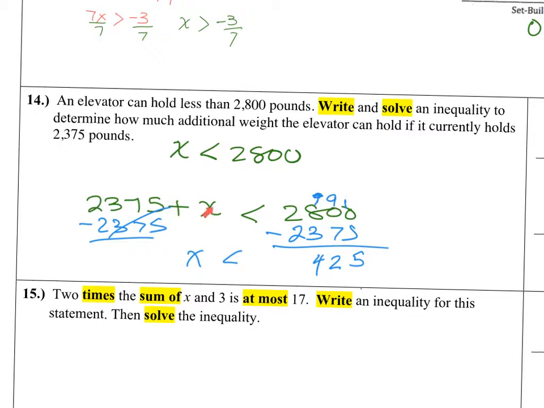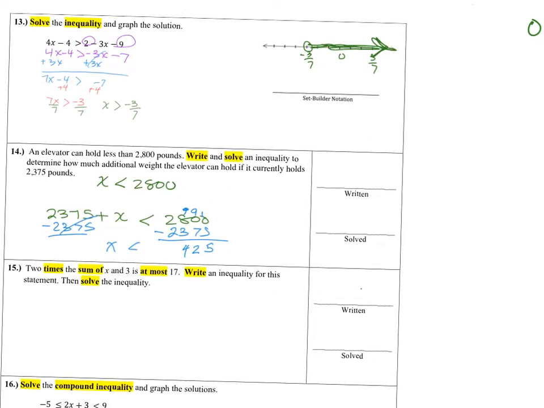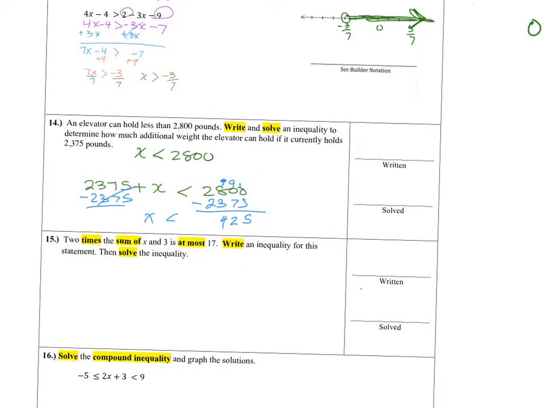But please make sure you could write this inequality from the beginning. You have 2,375, you're adding an unknown quantity and still have to be less than 2,800. This one would be worth a couple points because it would be points for correctly writing the original inequality, and points for correctly solving it. So notice here there's 2 blanks. That's the same as on the test. The written inequality is that whatever amount you're going to have to add to the one that you already have has to still be less than 2,800. And the final solved inequality is X has to be less than 425.